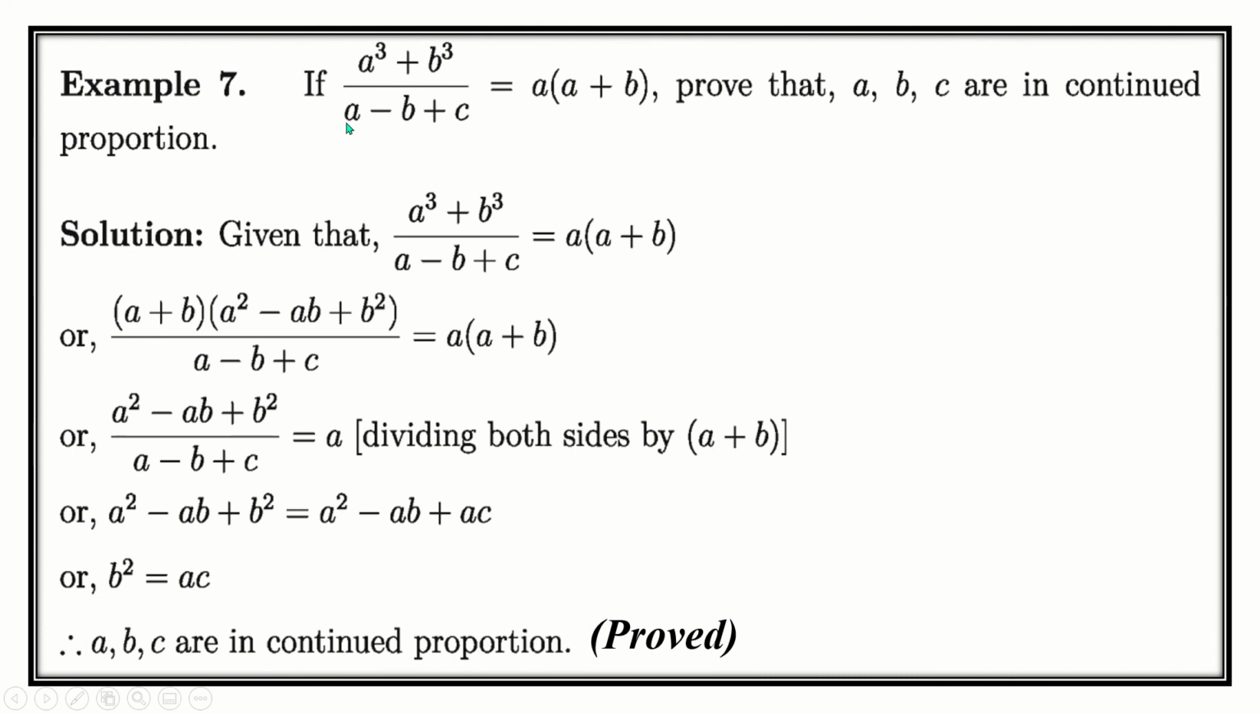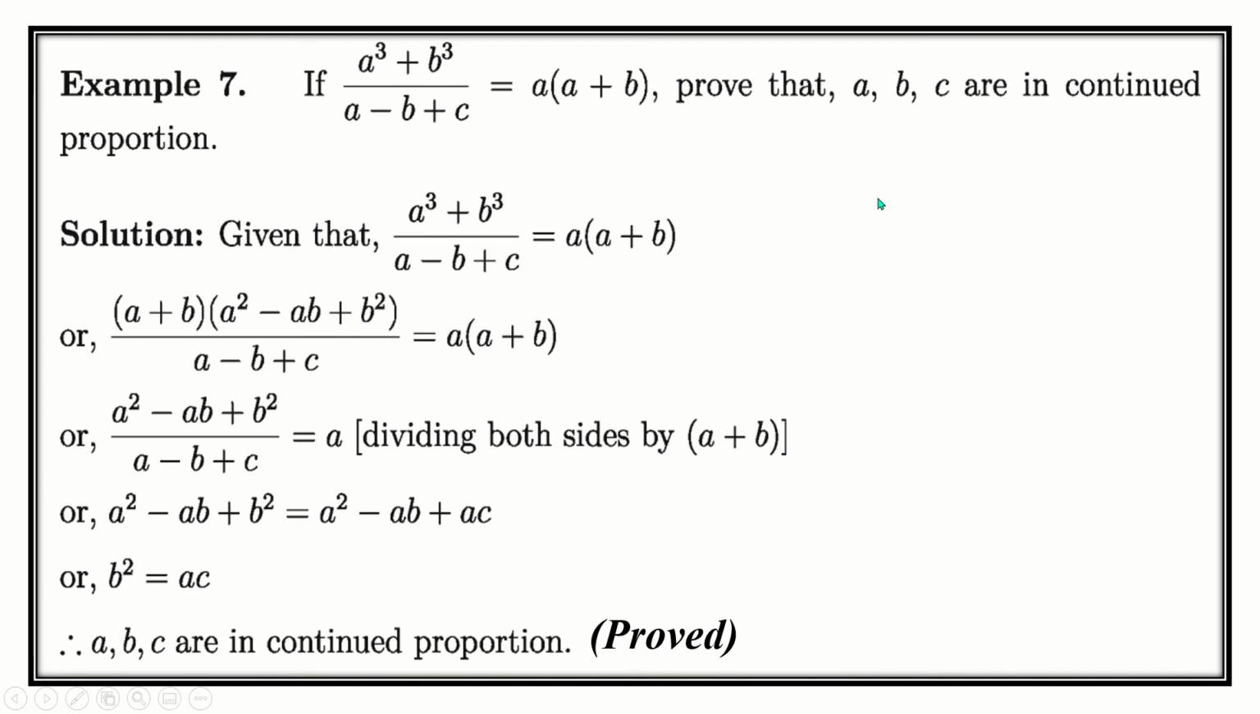Example 7. If (a cube plus b cube) divided by (a minus b plus c) is equal to a into (a plus b), prove that a, b, c are in continued proportion. Continued proportion means if the consequent of the first ratio is equal to the antecedent of the second ratio, that means a is to b equals b is to c. That means the consequent of the first ratio, b, and the antecedent of the second ratio are also equal to b.